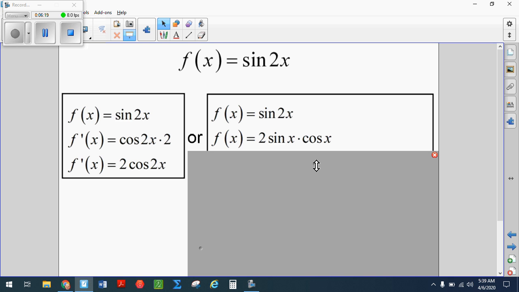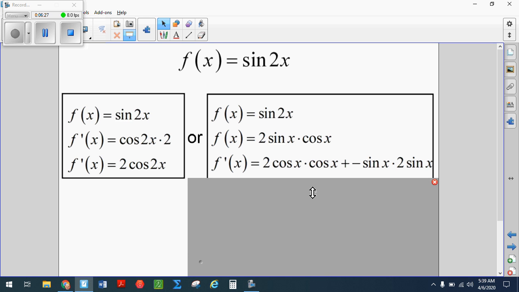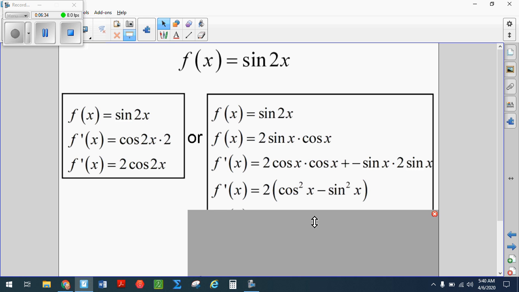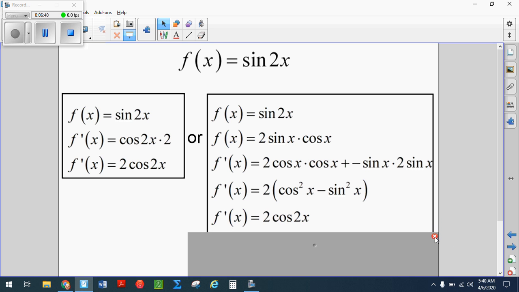So then the derivative of that, I'm going to use the product rule. So the derivative of 2 sine x is 2 cosine x times cosine, plus the derivative of cosine is negative sine times the original, 2 sine. So I can factor out a 2, and I have a cosine squared minus a sine squared, which is really just a cosine double angle identity. So I can work that out.